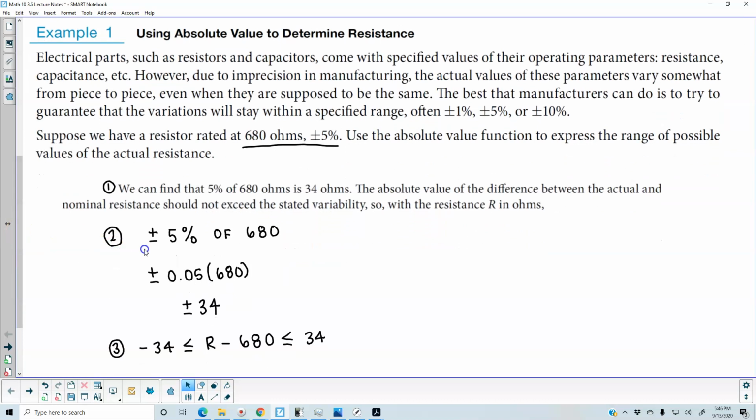Well, what we're doing is we're taking plus or minus 5% of 680. Of is the same thing as multiplication. So we convert this 5% into 0.05. So we're taking plus or minus 0.05 times 680, which therefore gives us plus or minus 34 ohms.